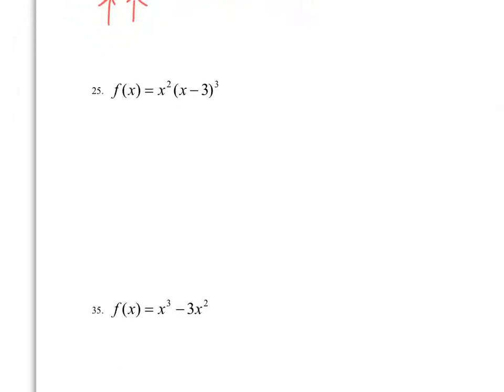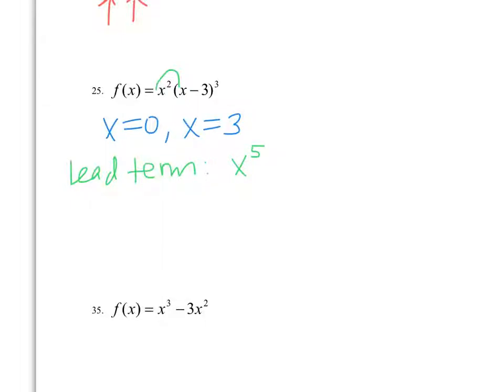It's factored for us. We set those factors equal to 0. We're going to get x equals 0, x equals 3. We want to look at our leading term. We have an x squared times an x cubed. Adding those exponents, we're going to end up with a leading term of x to the 5th. It's okay if you're not following that; we're going to be able to do this without it. So for the leading term, we have odd degree, positive leading coefficient, so that's down on the left, up on the right.